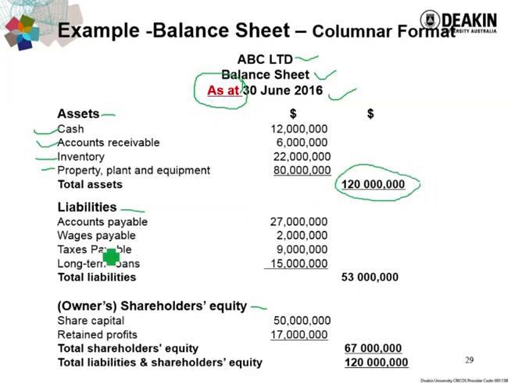Under liabilities, you have accounts payable. And what is accounts payable? It means you have actually purchased the goods and services on credit, but you will only pay your suppliers or creditors in the next 12 months. You have wages payable if you owe your employees money, and you have taxes payable if you owe the taxation authority the income tax or the GST. We have long-term loans, which is the borrowing from the bank, and if we sum those liabilities, we have a total liabilities of $53 million.